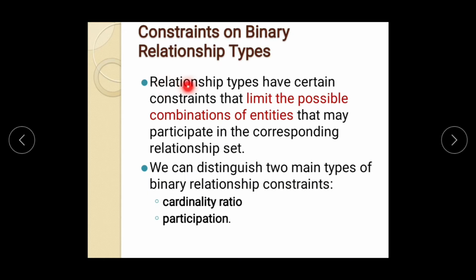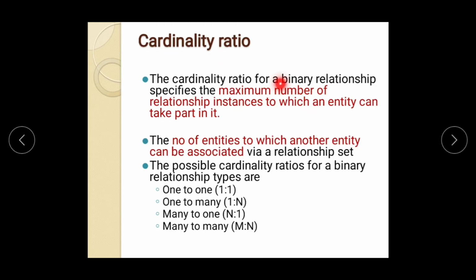So relationship types have certain constraints that limit the possible combination of entities that may participate in the corresponding relationship set. So we can distinguish two main types of binary relationship constraints: cardinality ratio and participation. Today we are going to see cardinality ratio in detail. It is a very important concept. So what is cardinality ratio? Cardinality ratio for a binary relationship. So we are discussing the constraints only on the binary relationship.